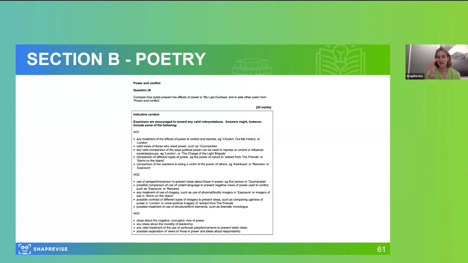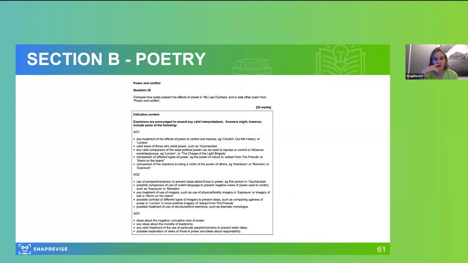This example breaks it down into the different assessment objectives. AO3 often tends to be a lot shorter because it talks about context. So have you included any ideas about the morality of leadership? Has there been an exploration of views of those in power? The negative, corruptive view of power.